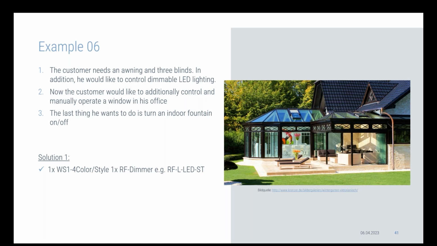Let's hop back into the solution. After we fulfilled the first solution for the customer, he would like to control and additionally manually operate a window in his office. Therefore, we need another radio frequency motor control unit and 1 remote control, so he can actually control it in his office and not where the control center is installed, which is most likely in the winter garden itself. For the third part, he wants to turn on an indoor fountain with on-off. Therefore, he simply needs a radio frequency relay or a multifunctional output that is still free in the control device.